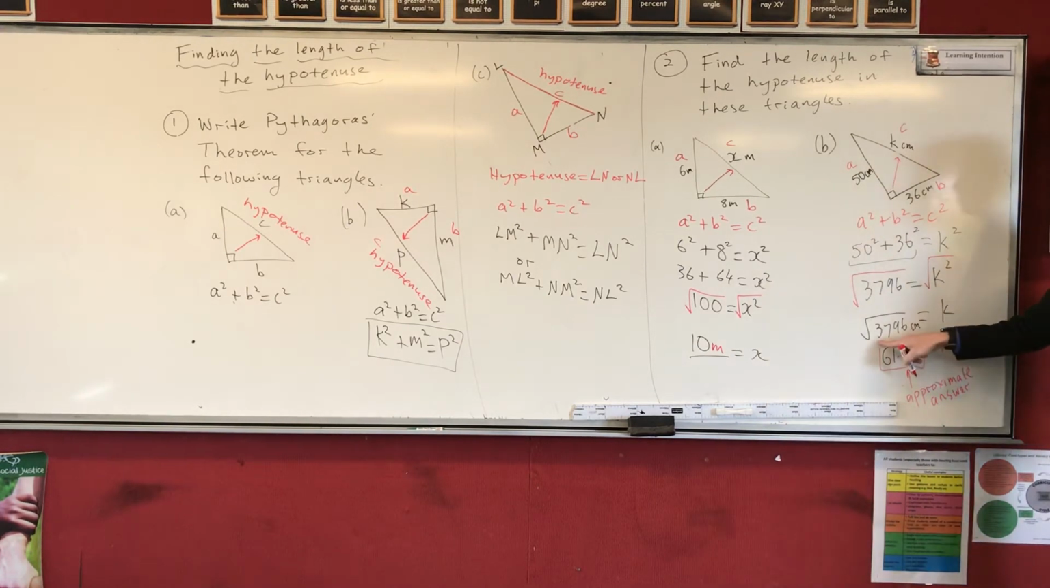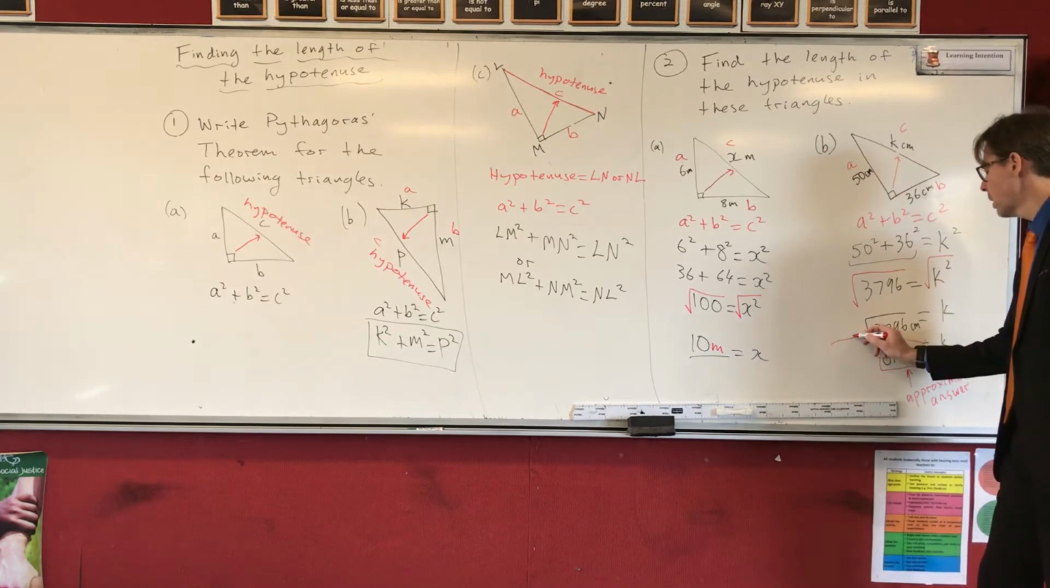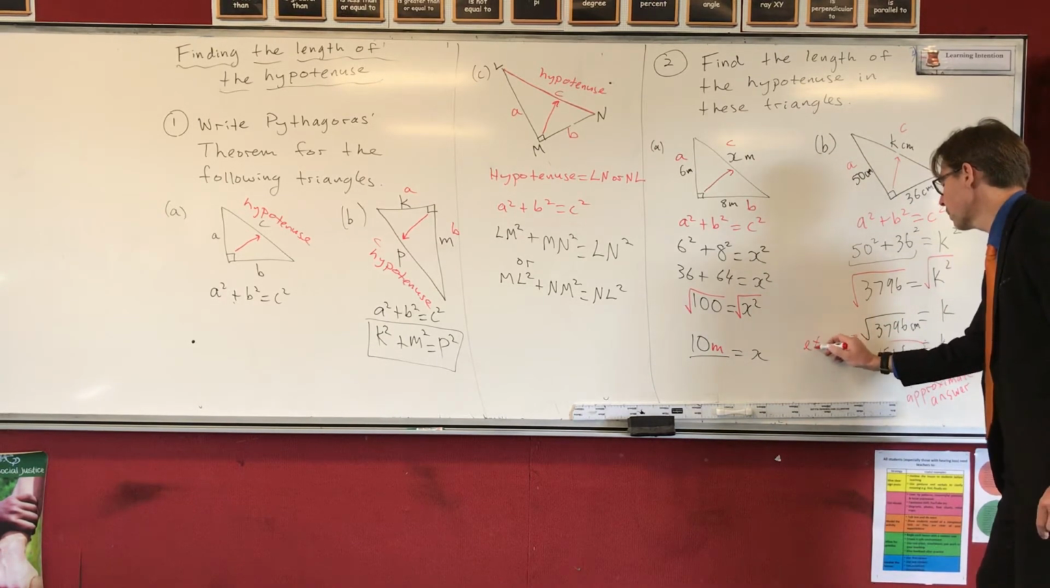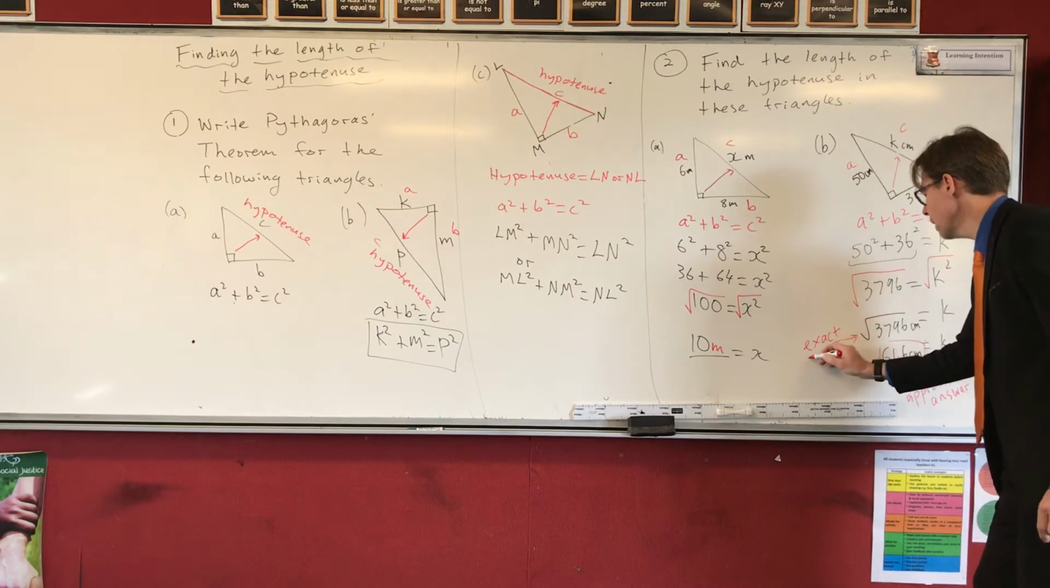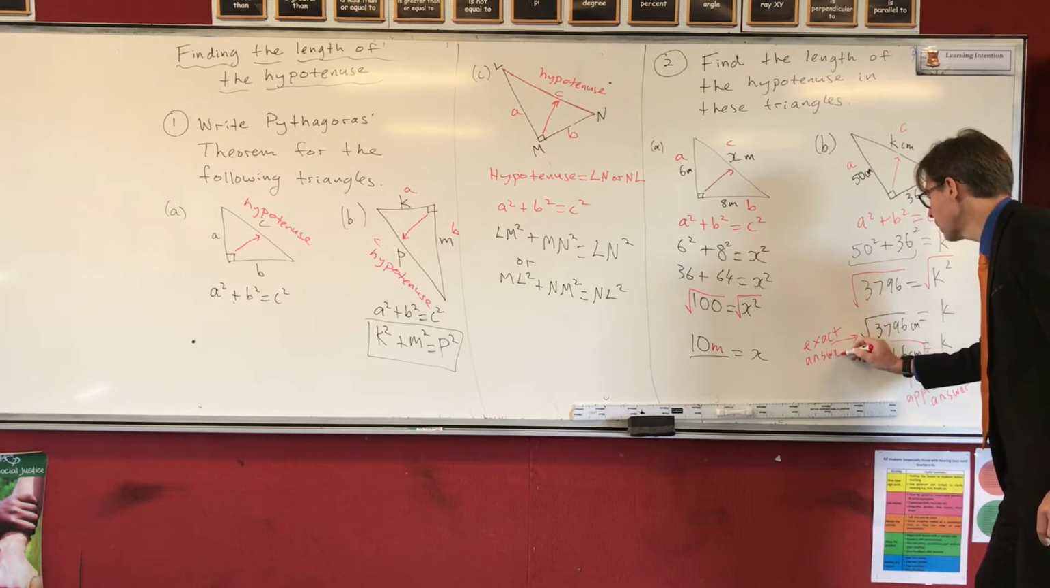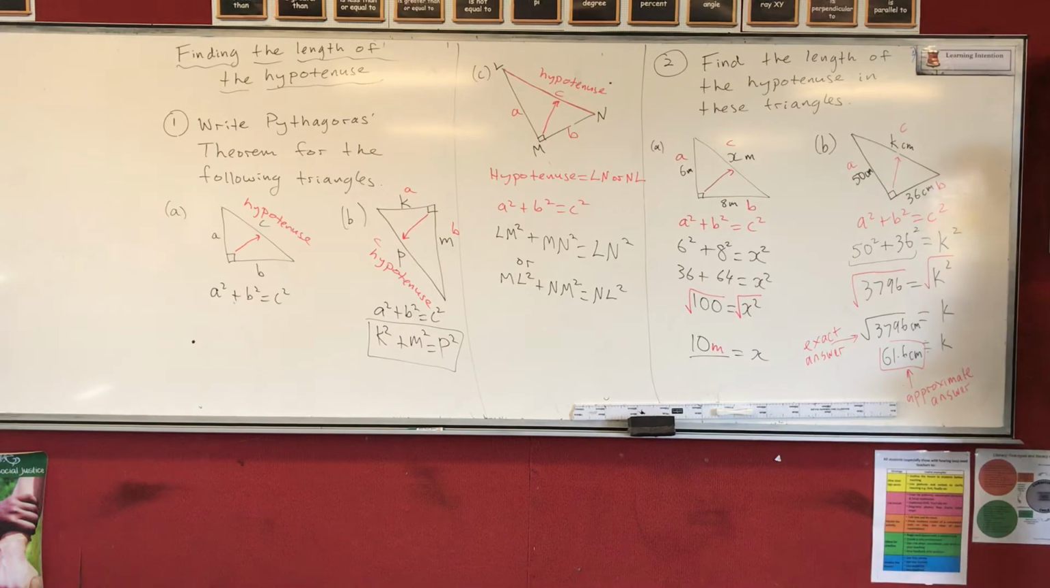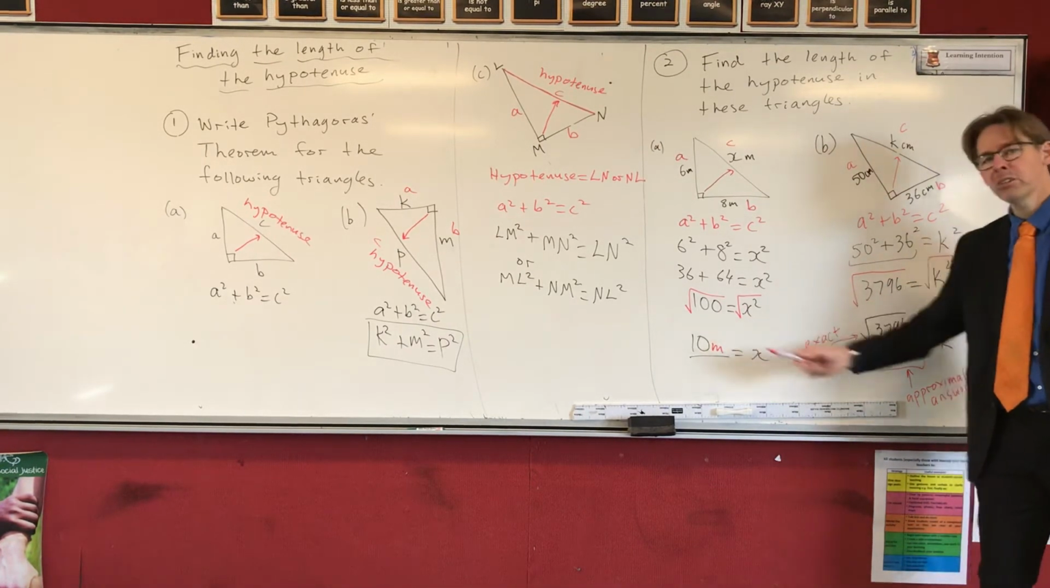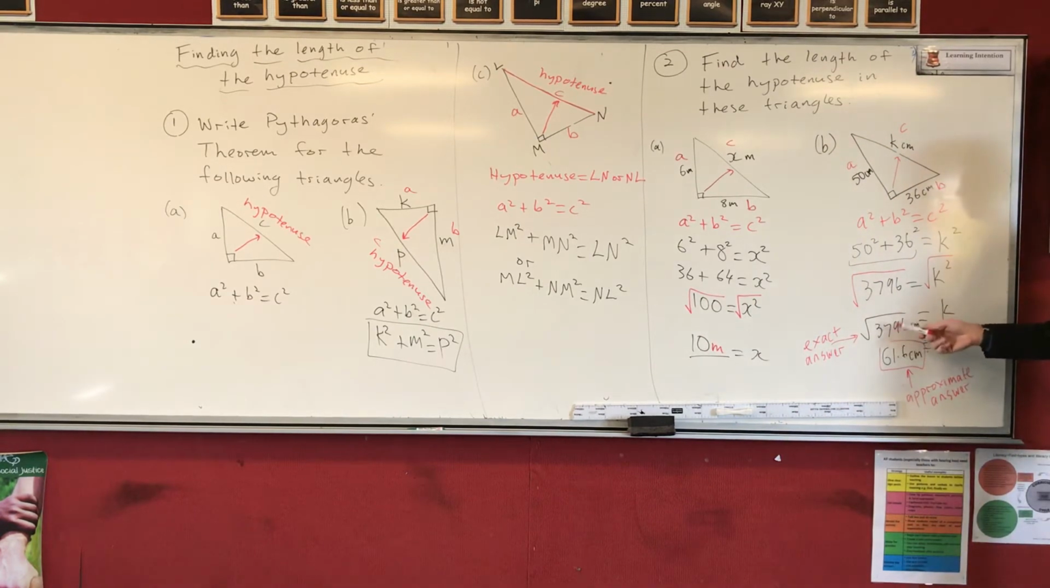Now, if you leave it as the square root, that's called the exact answer. So if the question says find the exact answer and the square root doesn't simplify to a whole number, you leave it as a square root. If it says round the answer to one decimal place, then you write down this answer here. So if it says round, use that answer. If it says find the exact answer, then you leave it as a square root.